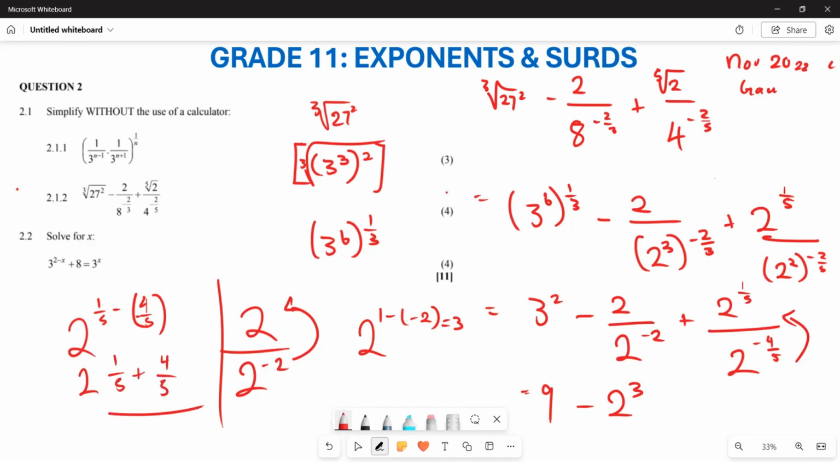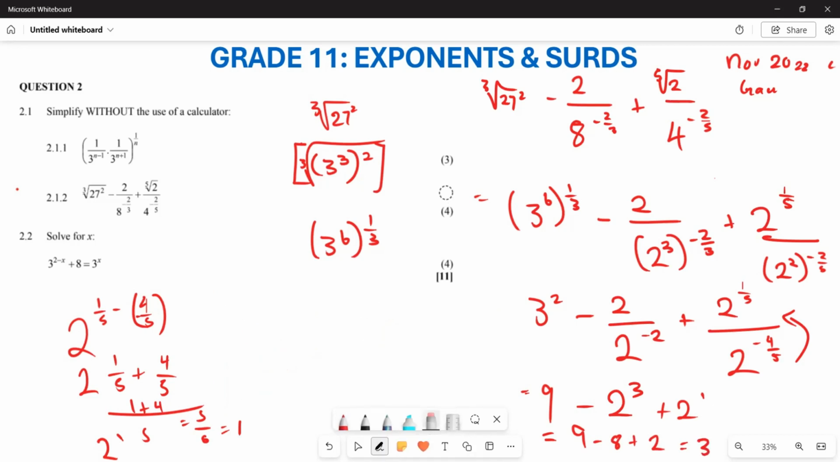Now this is the same thing though. This is going to be 5, 1 plus 4, which is 5 over 5, which is going to be close to 1. So this is 2 to the power of 1, right? So this is the same as plus 2 to the power of 1. And now what is that going to be? This is the same as 9, subtract 8, plus 2. And the answer that you are going to have here is 3. Okay, so basically, this is how you are going to solve this question.